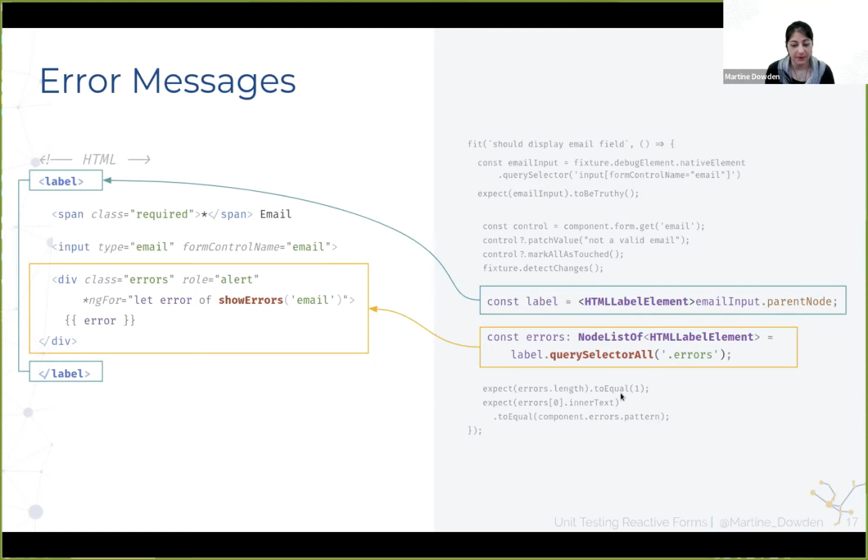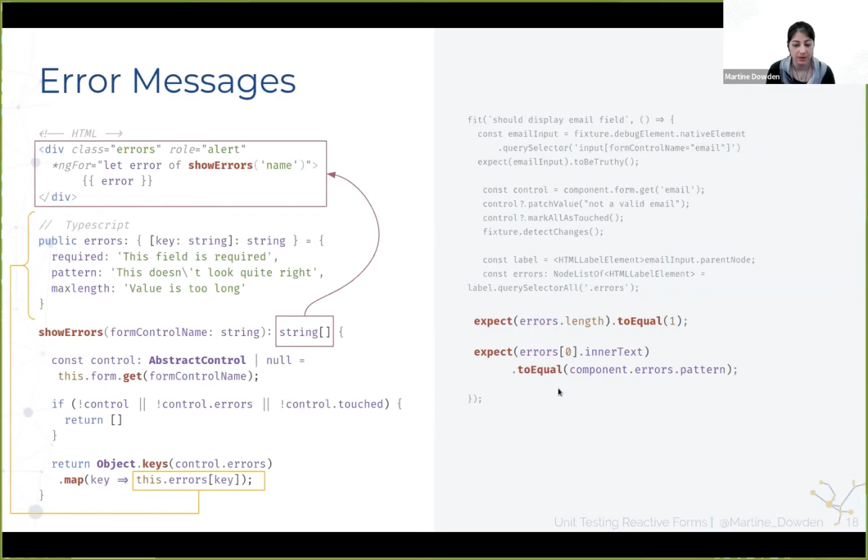So I can totally find the length, and based on index, I can find elements. So at this point, we've found our parent and we've found our errors. Now we can go ahead and check what errors are being displayed. To check what errors are being displayed, like I said, our show errors is going to return an array of strings to be able to display on the screen, right?